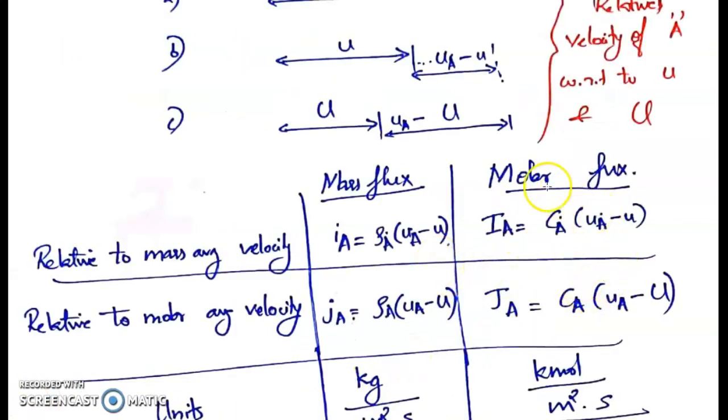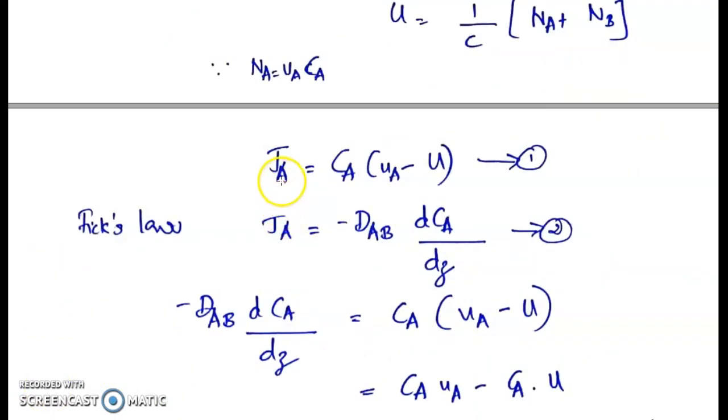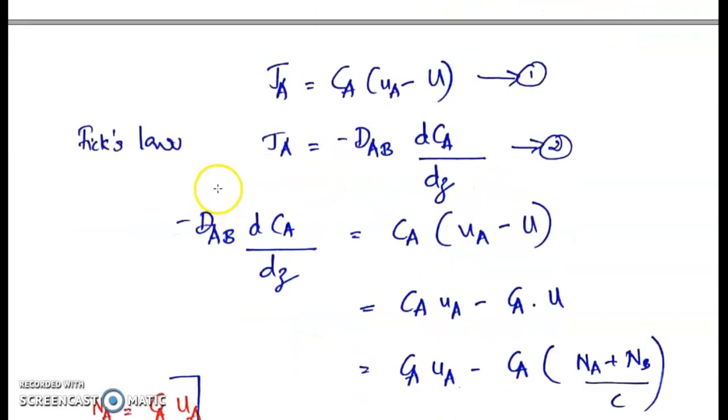You may refer to this if you have any doubt regarding this. This was discussed in detail in the last class. So molar flux JA is equal to CA into UA minus U. From Fick's law, molar flux JA is equal to minus DAB into dCA by dZ.